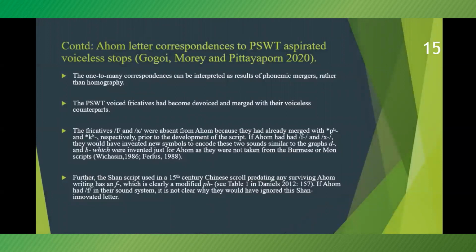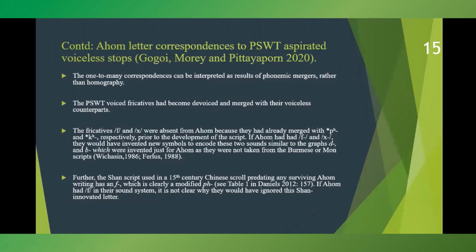So summarizing the tables, we see that the one-to-many correspondences can be interpreted as results of phonemic mergers rather than homography. We see that the Proto-Southwestern Tai voiced fricatives had become devoiced and merged with their voiceless counterparts. Secondly, the fricatives f and h were absent from Ahom because they had already merged with the protophonemes p and k respectively before the script was adopted in Ahom.